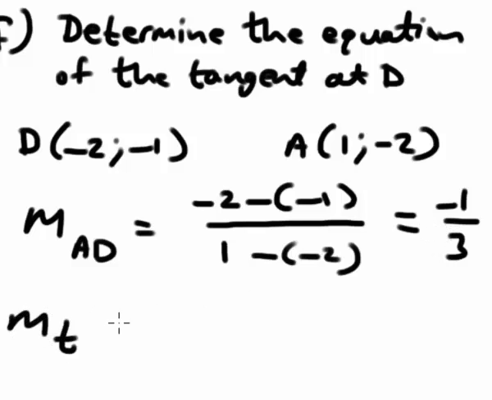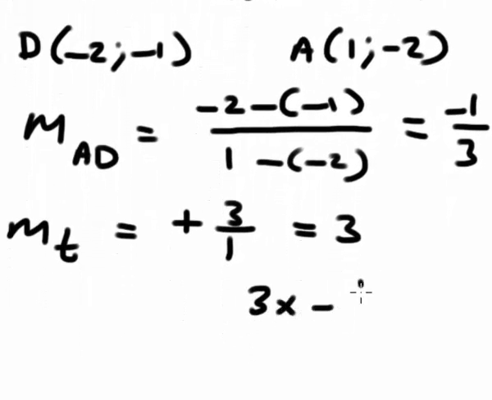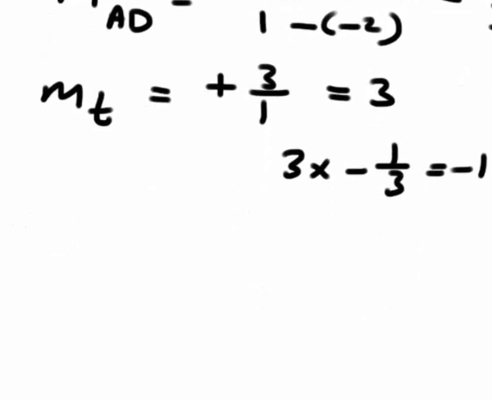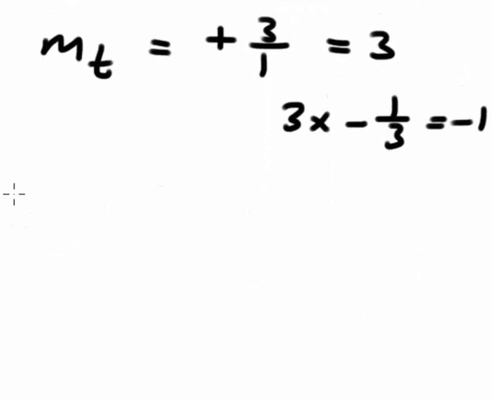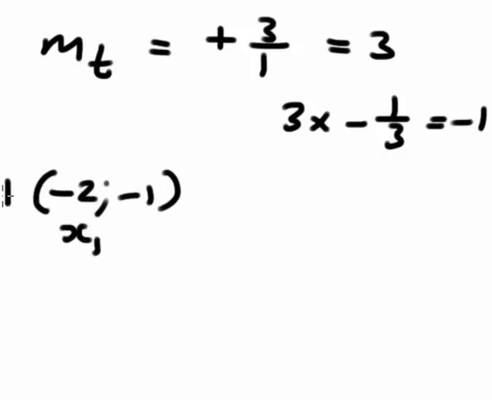What's the gradient of the tangent? Positive 3 over 1, which is 3. You swap those around and change the sign. 3 multiplied by negative 1/3 is negative 1. So the gradient of the tangent is 3. If you look at the point which is D, which is negative 2, negative 1, that's your x1 and your y1. There's a point there, and the gradient of your tangent is 3.